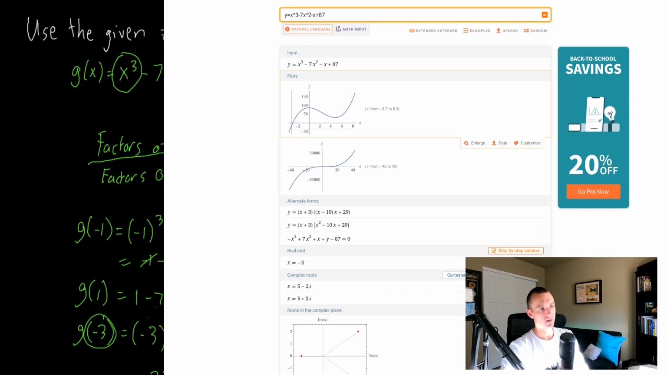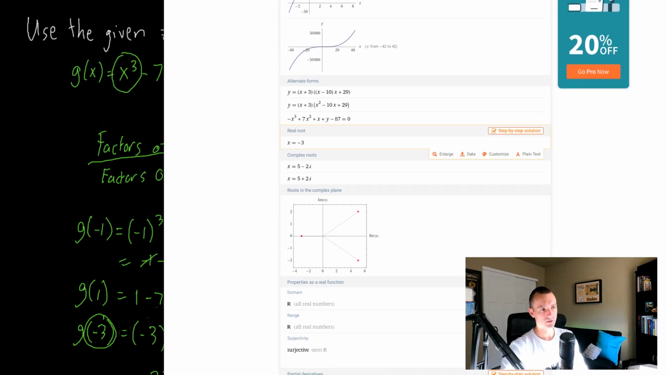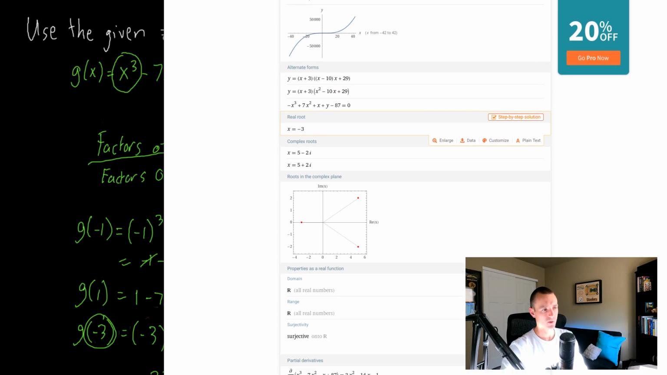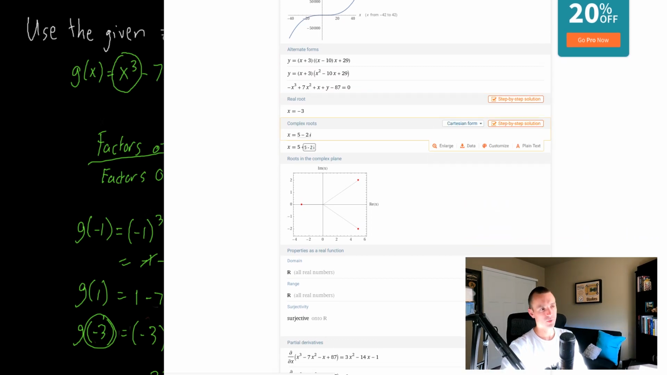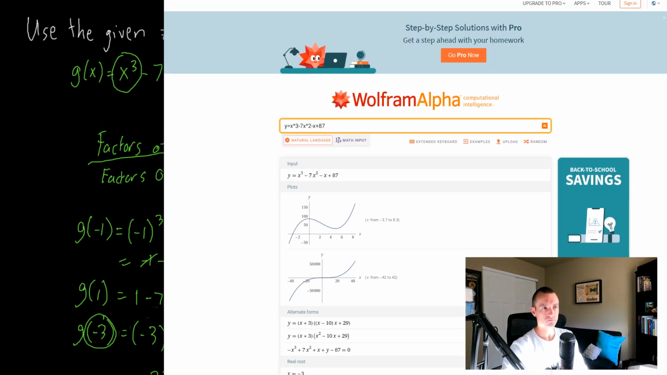You can see, like I said, off to the left it's pointing down to negative infinity, and off to the right it's pointing up to positive infinity. So we know that it's going to have to cross the x-axis and give us a real root somewhere. And if you come down here, you can see it has a real root at x equals negative 3, just like we got. And then complex roots at 5 plus 2i and 5 minus 2i. So it perfectly confirms exactly what we found for all 3 of our zeros. So that's perfect.